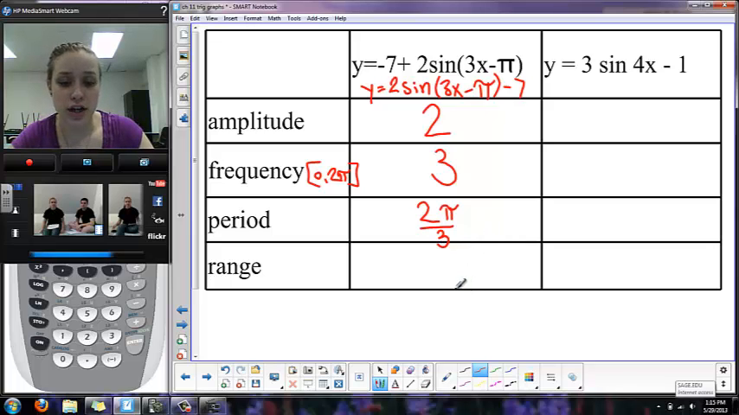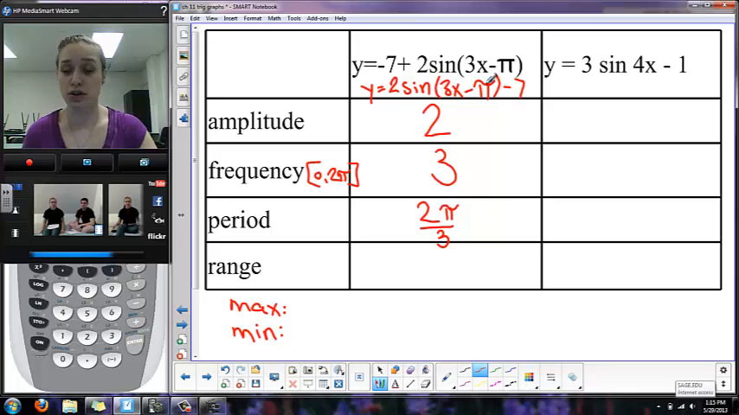And then the range. Now remember how the range is the y values. So the range is always the maximum and the minimum. Now the reason why I'm writing it down here is because you can see that it has been shifted. We have a horizontal shift minus pi, meaning it's actually been shifted to the right pi radians, but shifting left and right isn't going to affect the range. It doesn't affect the y-axis. So I can just forget that fact, and then all I have to really look at is that -7. That means that has a vertical shift, so it's actually been shifted down 7 units.